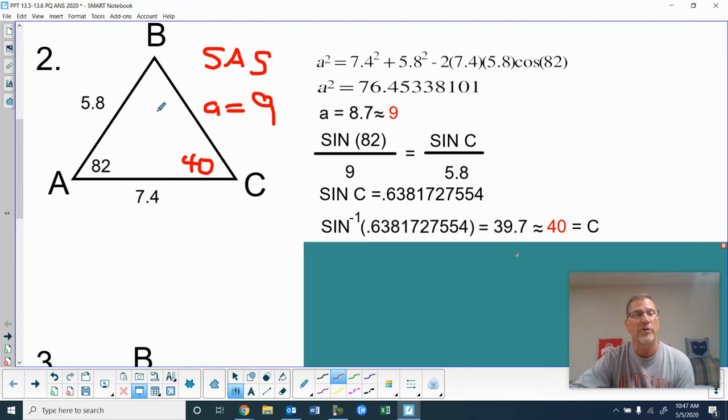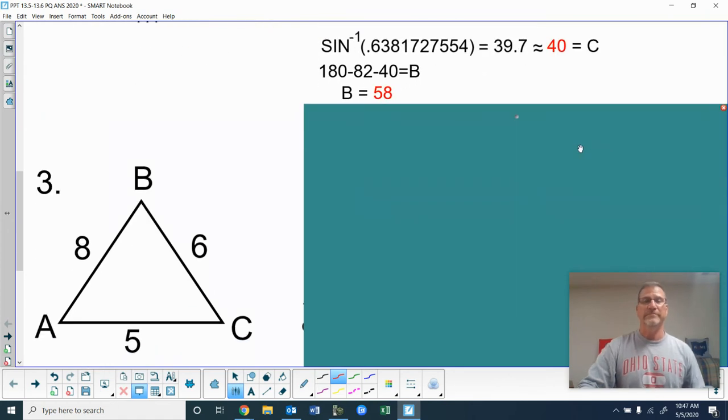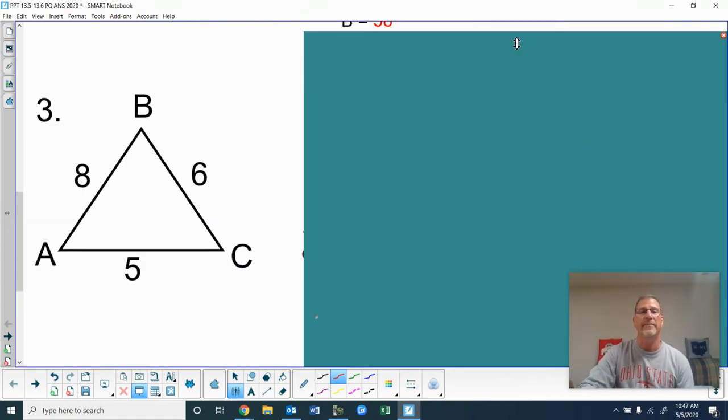And then what we're going to do is 180 minus 82 minus 40 to find angle B, which comes out to 58. So again, we found our three answers. So we solved the triangle. Okay, that's number 2. Number 3.